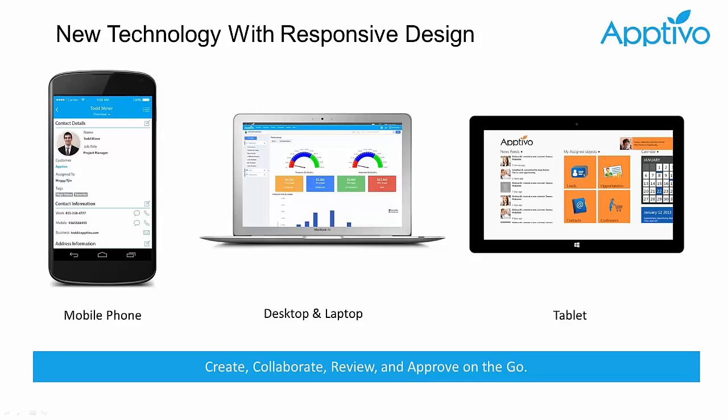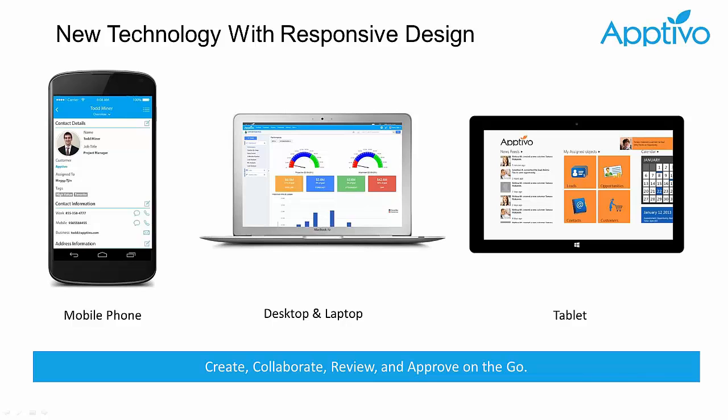So version 6 is this brand new piece of technology. It's the new tech that all Apptivo apps are now built on top of, and it's built on top of AngularJS and Bootstrap. So that might not mean anything, just some tech mumbo jumbo, but what it means to you as a user is any app that's on V6 is built with a fully responsive design.